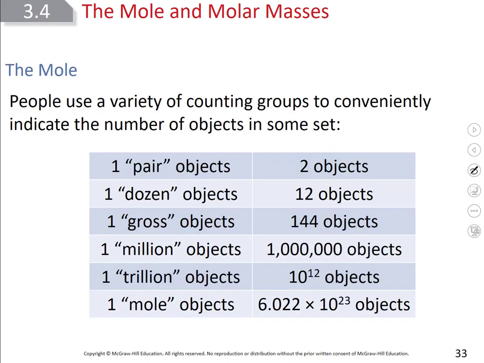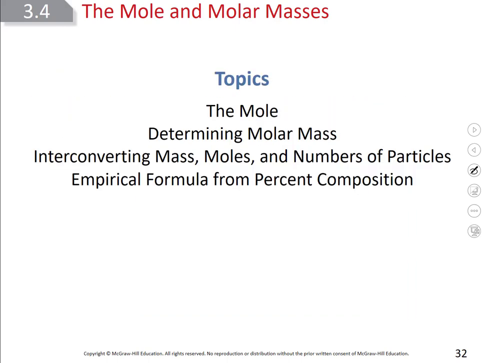Moving on to the next section. In the next section we're going to talk about moles and converting between moles and grams, grams and moles, and then empirical formulas. We learned how to find the empirical formula from the chemical formula in the last chapter. Now we're going to learn how to find the empirical formula from experimental data about the percent composition.